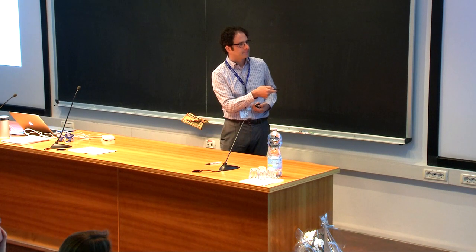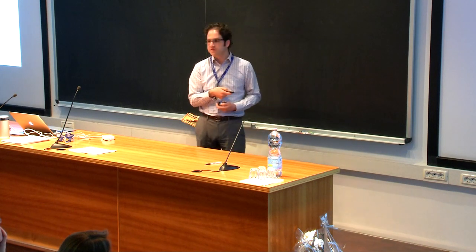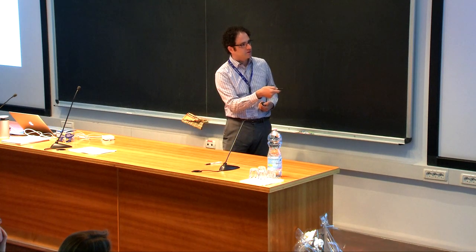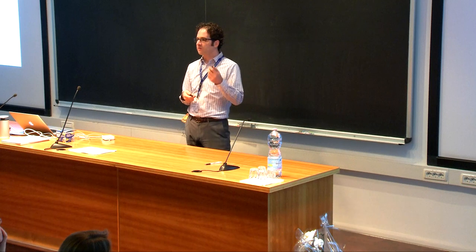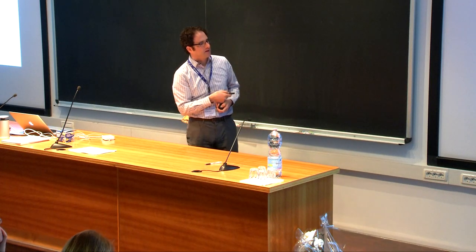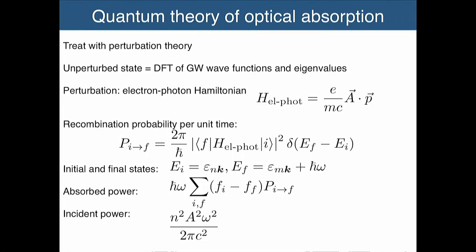So you need this prefactor. And then you need to sum over all possible initial and final states in your system. This part tells you how many electrons go from the valence to the conduction band per unit time. You multiply by h bar omega, the energy of each of the photons getting absorbed, and that's how you get how much power is coming into your system. Okay, so this is how much power is absorbed by your system.